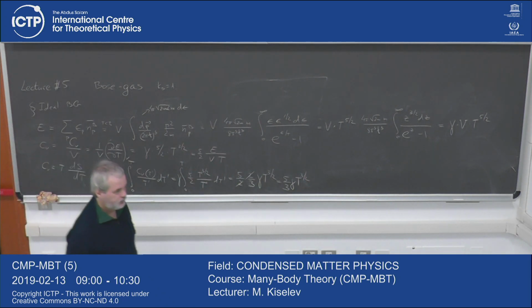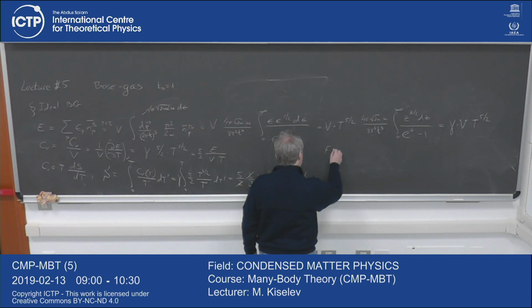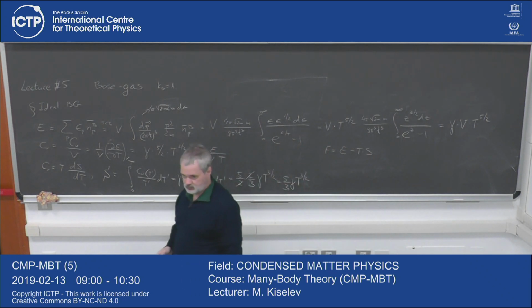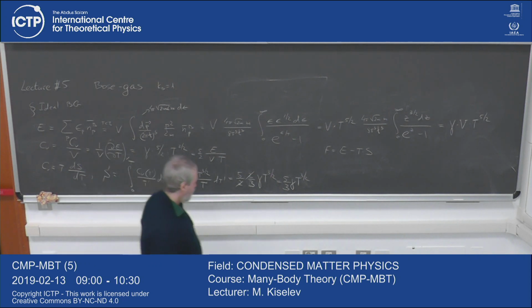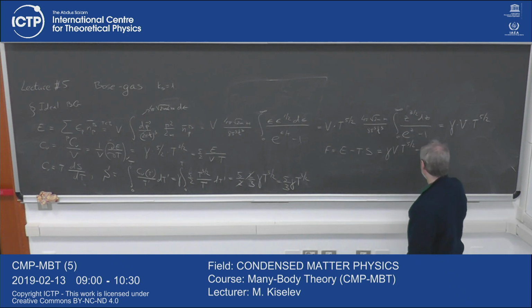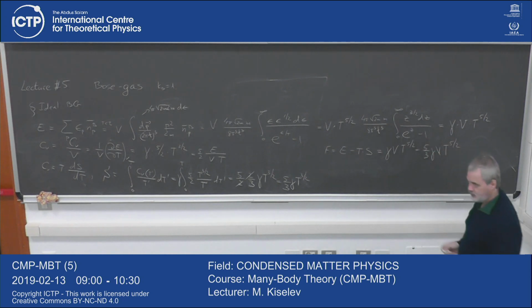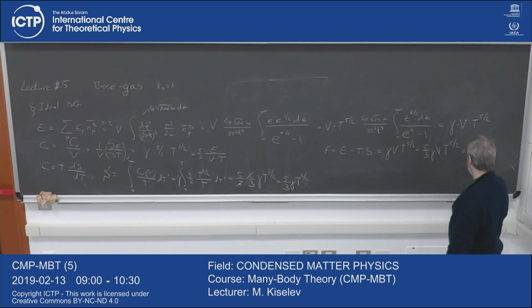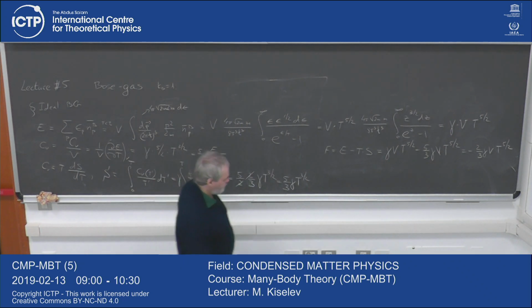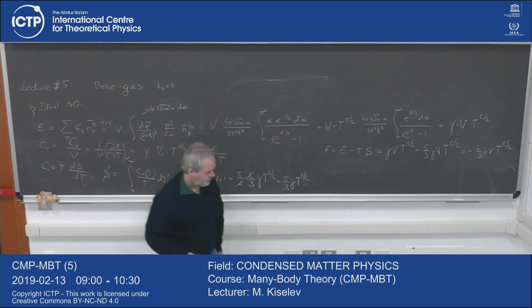Okay? So the free energy F is E minus T times S. Therefore, the free energy is gamma volume temperature to the power 5/2 minus 5/3 gamma volume temperature to the power 5/2, right? So this is minus 2/3 gamma volume temperature to the power 5/2. So this is entropy per unit volume. This is total entropy. Yeah.